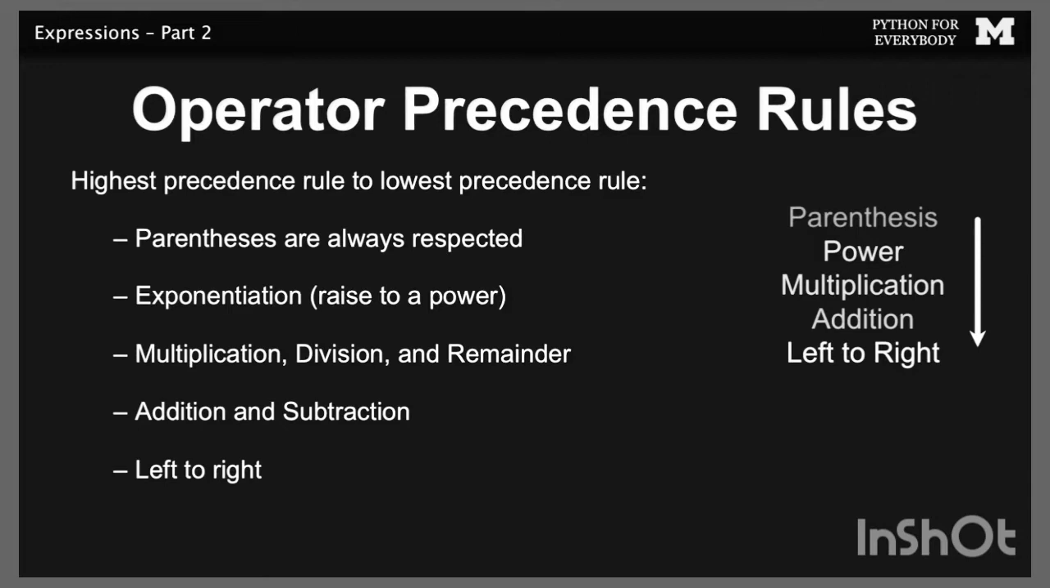So the rule is parentheses override everything. Exponentiation is the most powerful. Multiplication and division and remainder are equal. They're the next most powerful, then addition and subtraction. And then when in doubt, you just go left to right. So if there's a bunch of additions, you just go left to right. Or if there's addition and subtractions and a bunch of stuff, you go left to right.